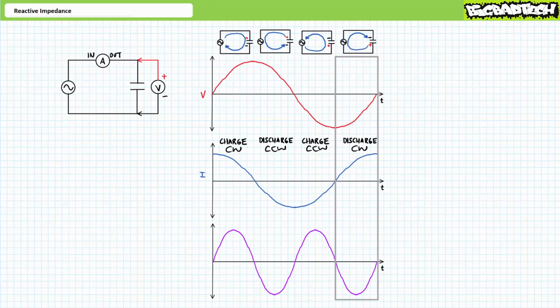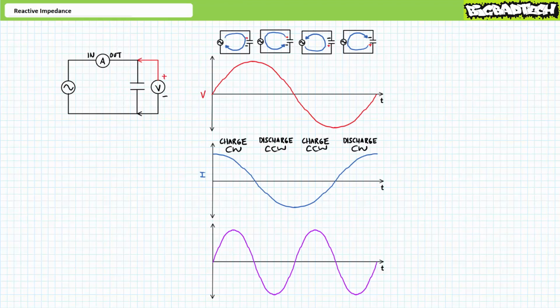Finally, the last quarter cycle is characterized by a period of negative voltage and positive current. Negative times positive is negative, meaning the second discharge is again an expenditure of negative power. As previously, negative power means the capacitor returns the previously stored energy to the source. A single cycle of sinusoidal AC therefore consists of 2 complete charge and discharge cycles, 2 bursts of positive power, and 2 equal and opposite returns of negative power.